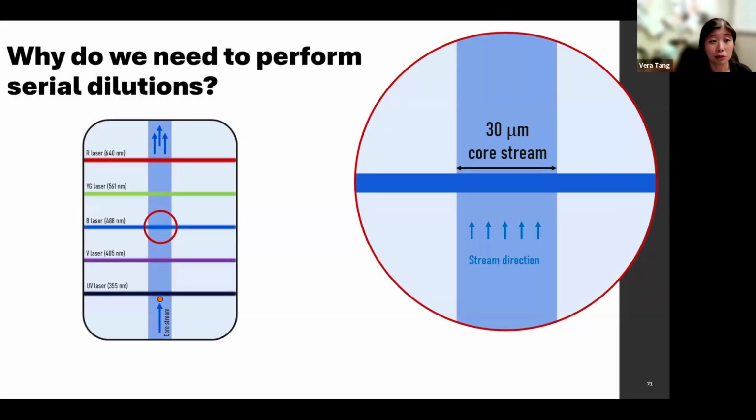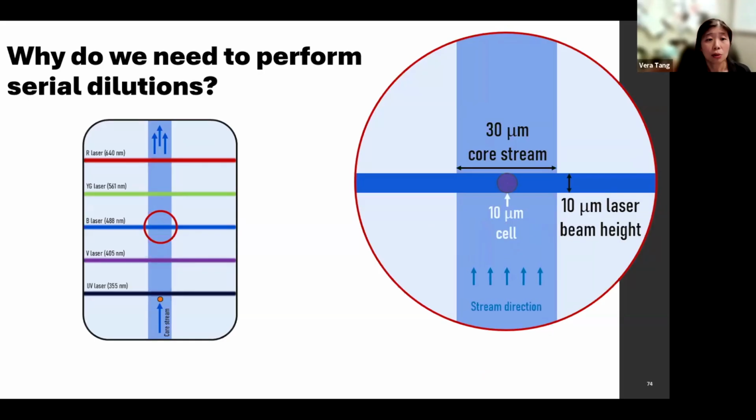So this is a very simplified image of a flow cytometer. You've got your core stream, you've got your lasers coming through, and this is a zoomed in view of the core stream. 30 microns is a pretty standard generalization of the width of the core stream. And then the line that you see across here is the blue laser. Generally we're just saying the laser height is probably around 10 microns. It might be slightly different depending on the instrument, but this is our example. So you've got your 10 micron beam height across the core stream. You're looking at your cells, which are maybe 10 microns, or a little bit smaller if you're looking at lymphocytes, 5 to 7.